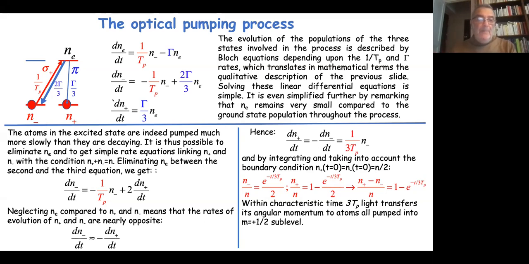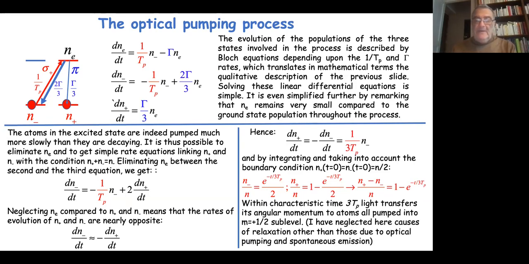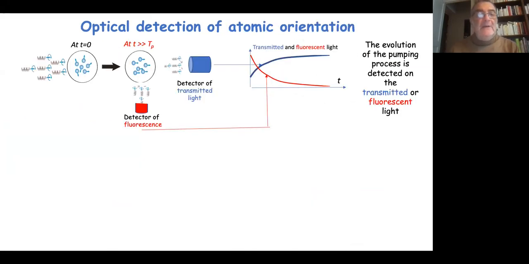So it's really a pump which takes atoms from m = -1/2 and puts them into the m = +1/2 state. And here I have only considered these processes. I have neglected other causes of relaxation other than the ones which are due to the optical pumping and spontaneous emission. So on the next slide, I show you the kind of signals that you get.